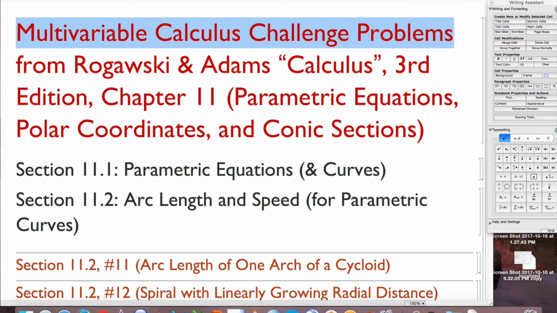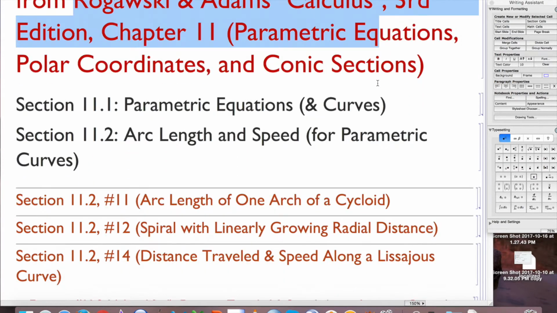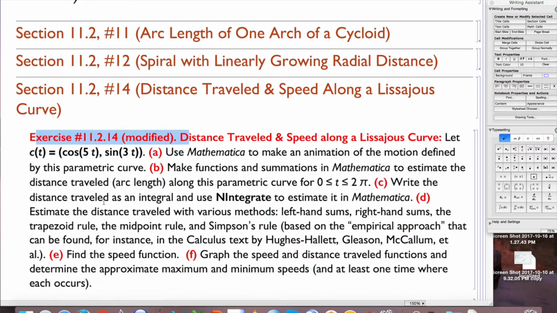We are taking problems from the Rogawski Adams calculus book, 3rd edition, but most calculus books have problems very similar to what we're doing, so it's worthwhile even if you have some other calculus book. In this video we're looking at problem 14 in section 11.2 of that book, though I'm modifying this problem quite a bit. Problem 14 in that section is stated much more simply.